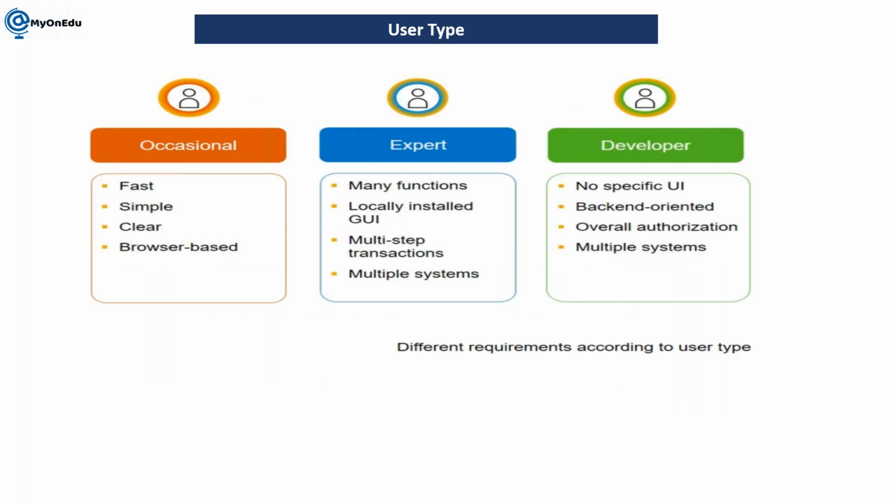So here in SAP we have three different types of users. First is occasional, second is expert, and third is developer. Occasional users are those who very occasionally execute the system, like the approvers. Experts are those who are expert in the system, like my core users, and developers are those who develop the application. So this is just to give you an idea of what kind of different users we have.